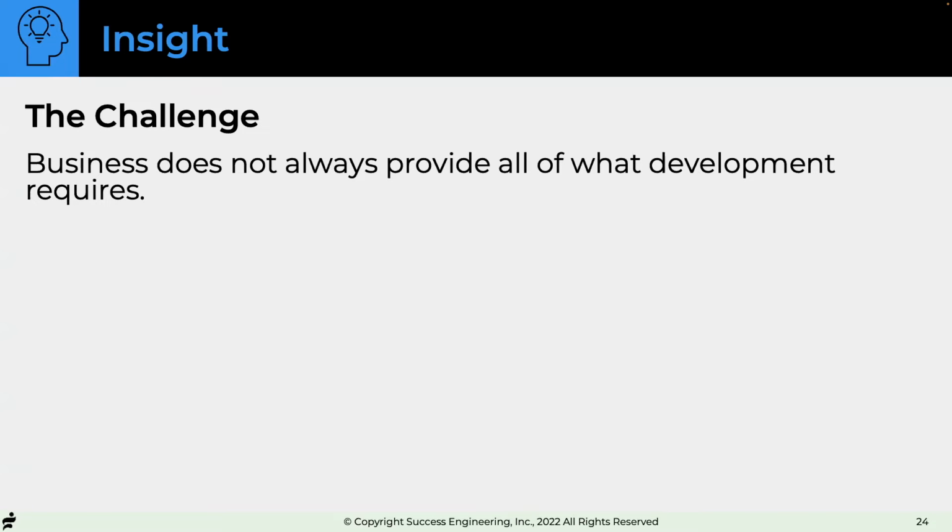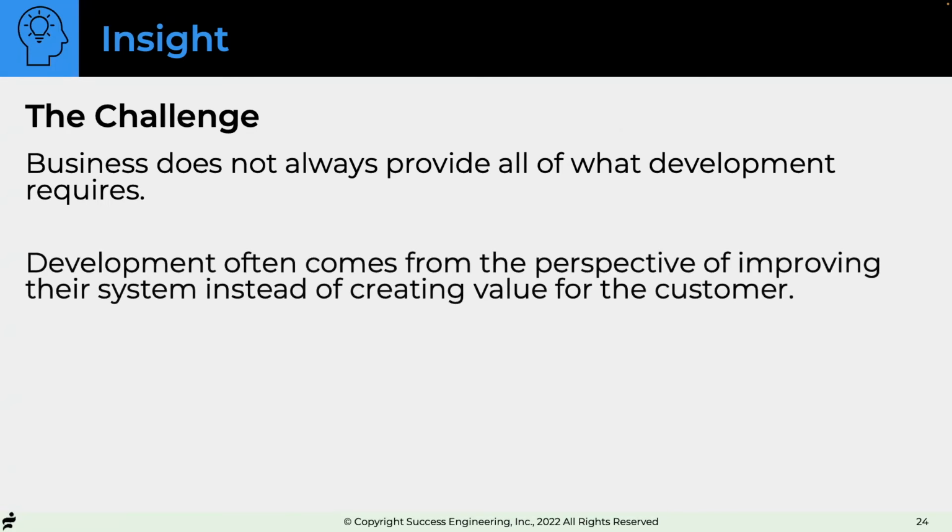Business does not always provide all of what development requires, and development comes from the perspective of improving the system. Now, this should not be that surprising. People work the way they like to work. Developers, for the most part, like to think about building a system. It's what got them excited about software. They're building systems. And unless you give them something to look at other than the system, that's where they're going to come from.